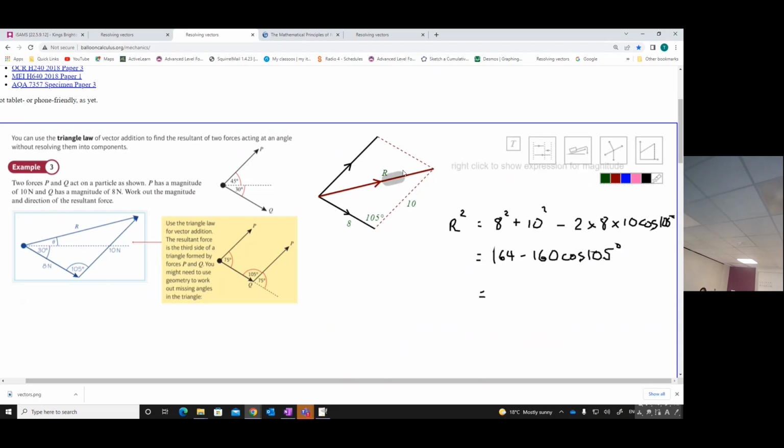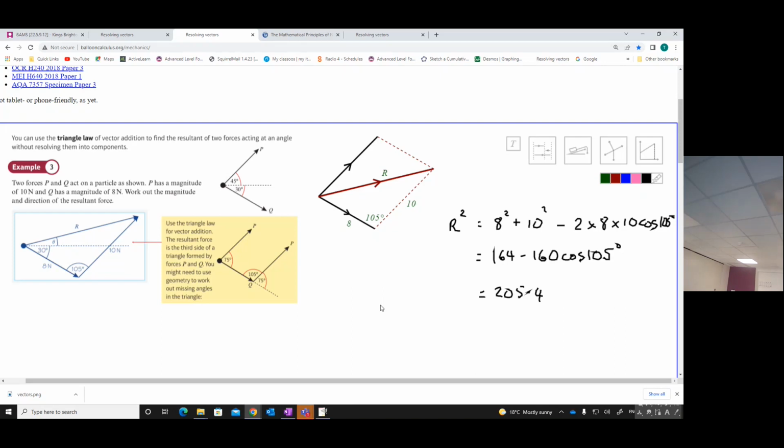For r squared? For r squared, yeah. 205. Lovely. So r is the square root of that, whatever that is. And then the direction here, we will need to do a little more work, won't we? Do we need the sine rule or something? Yeah, you're using the sine rule.